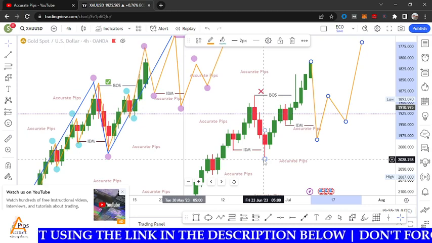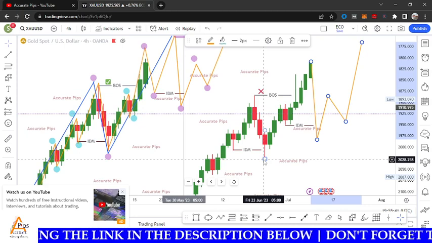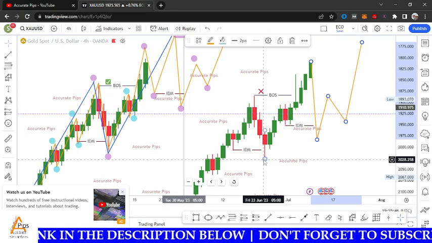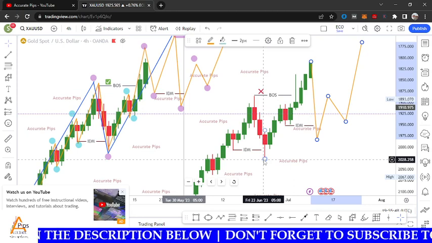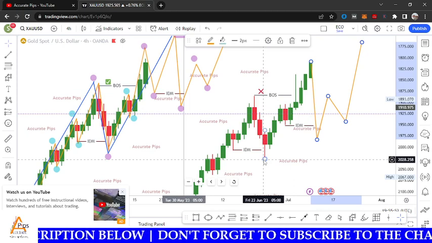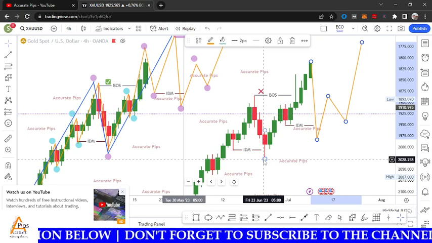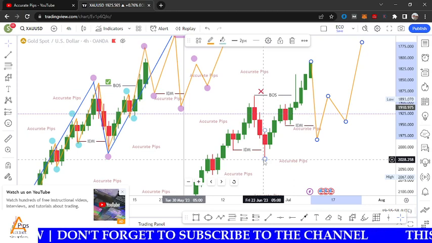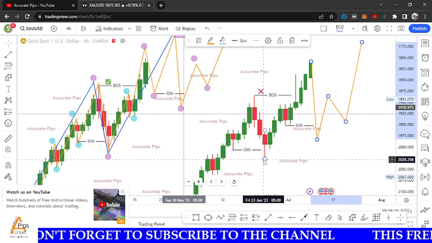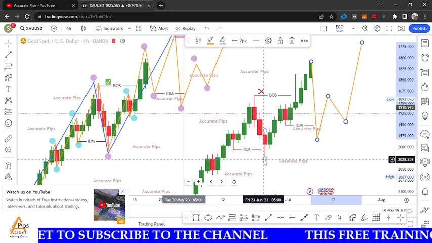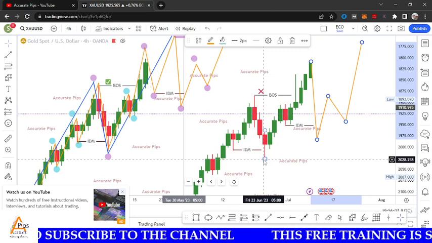In actual terms, we want to look at the whole impulse and correction in terms of structure itself, the backbone of the market. Now, what is an impulse move? This is the move in the market where price momentum continues strongly in one direction. So in a bullish direction, it continues in an uptrend. In a bearish direction, it continues in a downtrend.